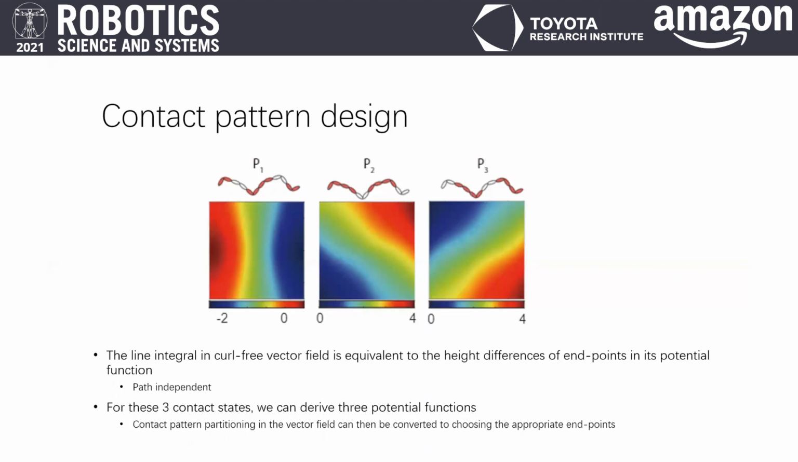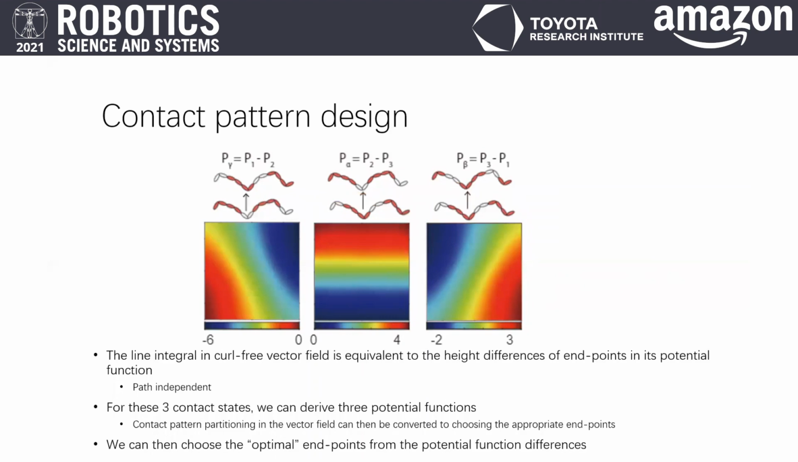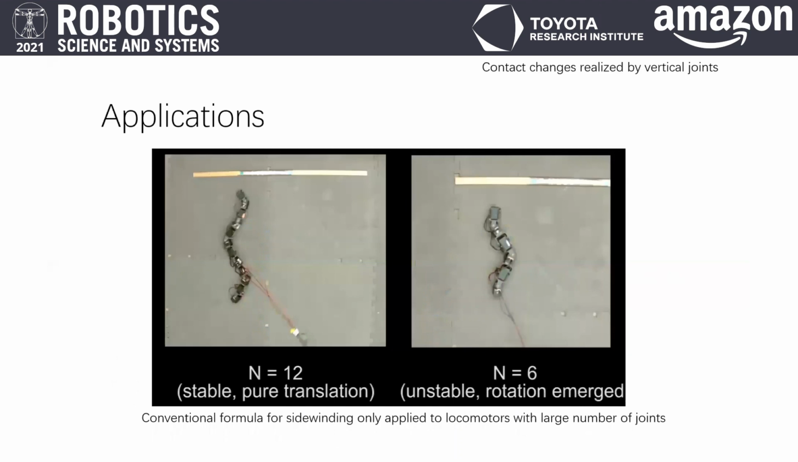For these contact states, we can derive three potential functions. Contact pattern partitioning in the vector field can then be converted to choosing the appropriate transitional points. We can then choose the optimal endpoint from the potential function differences. We apply our work to generalize sidewinding for a reduced number of joints.